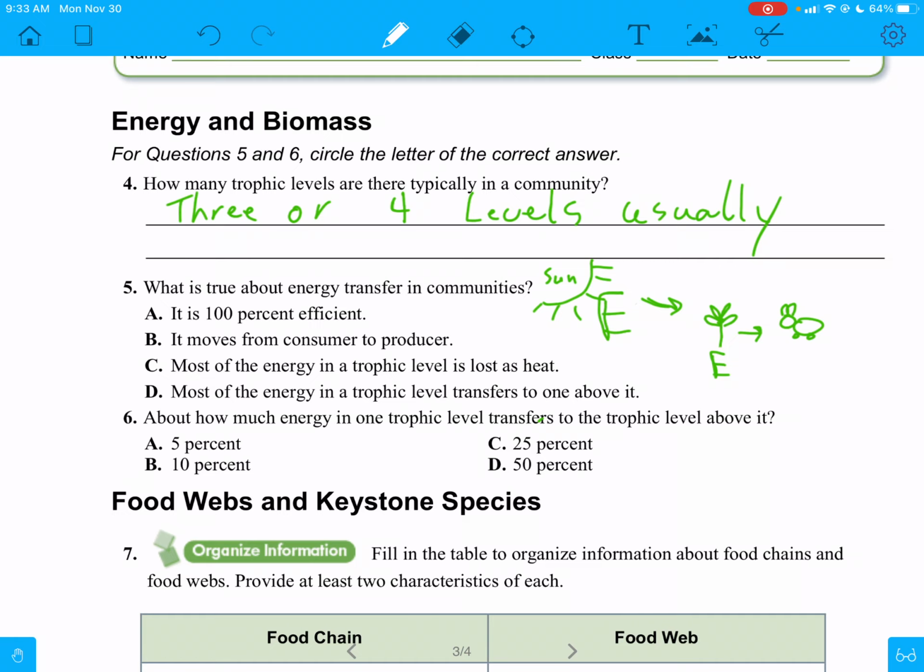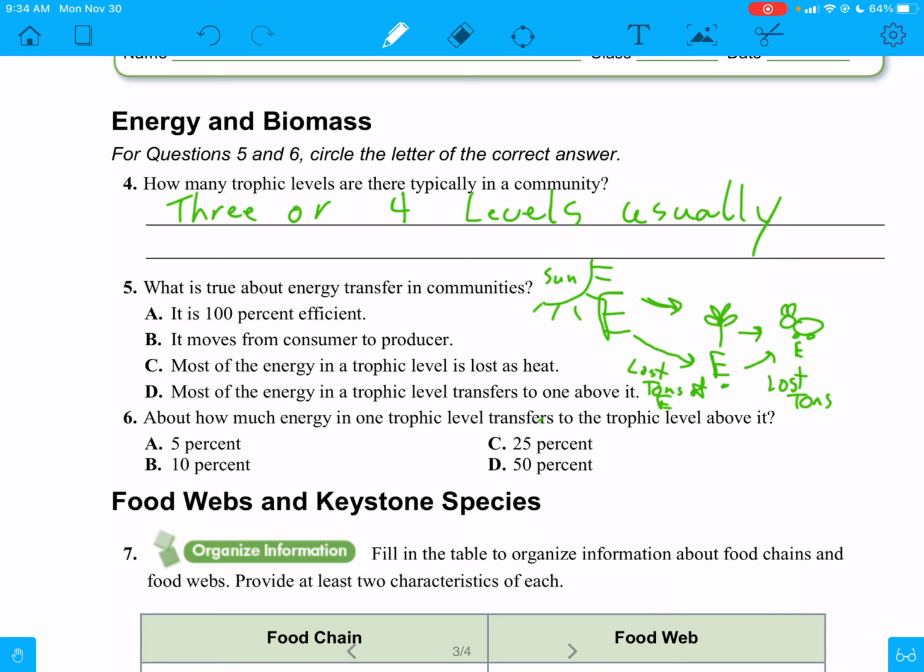Okay, so from the maximum amount of energy to the next level, the next trophic level, if you will, this is the first trophic level, we lose a lot of energy, right? So we have lost tons of E when we go from the sun down to the first trophic level. And then what happens when we go from the plant to the bunny? Well, that's going to become a little teeny tiny E, okay? So we've lost tons again.